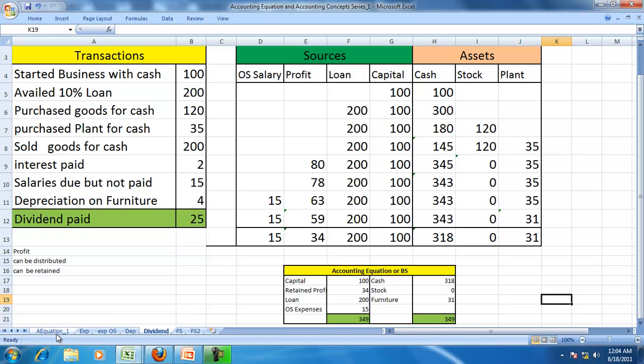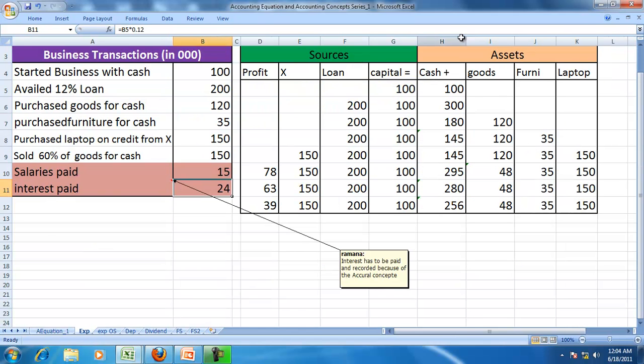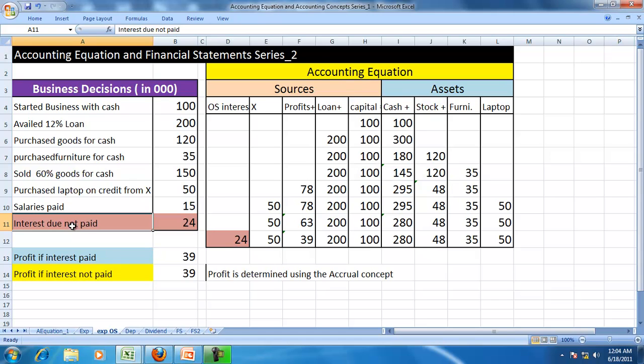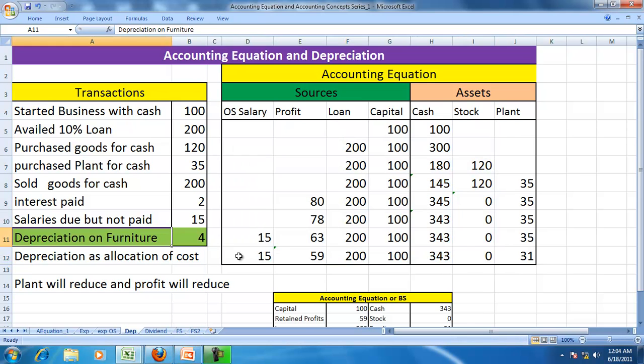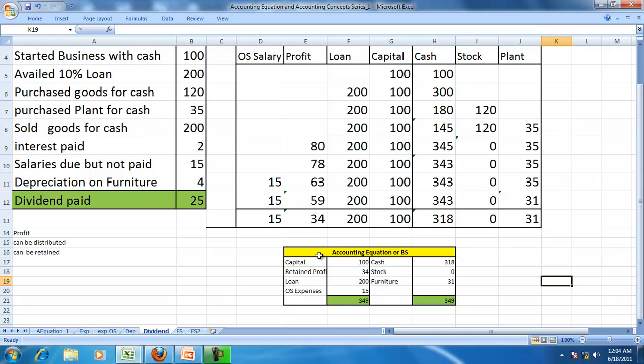As I mentioned in the previous discussion, we have seen transactions without expenses and accounting equations. We have seen transactions with expenses and accounting equation. We have seen expenses but not paid and accounting equation. We have seen depreciation and accounting equation. Then we saw dividend and accounting equation. So that means any business transaction can be captured on accounting equation. We also saw that the balance sheet is the accounting equation on a particular date.